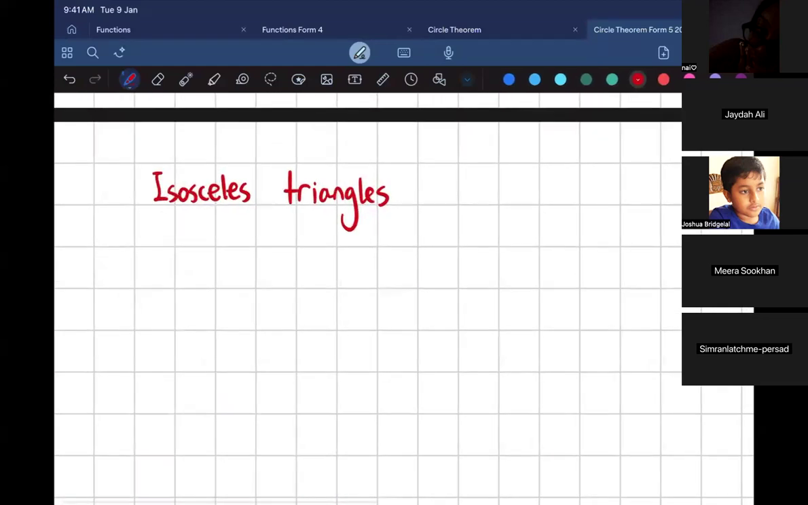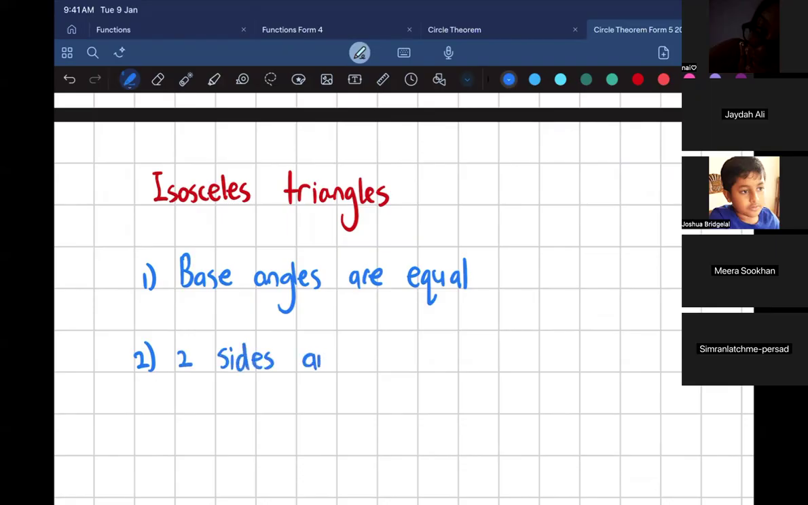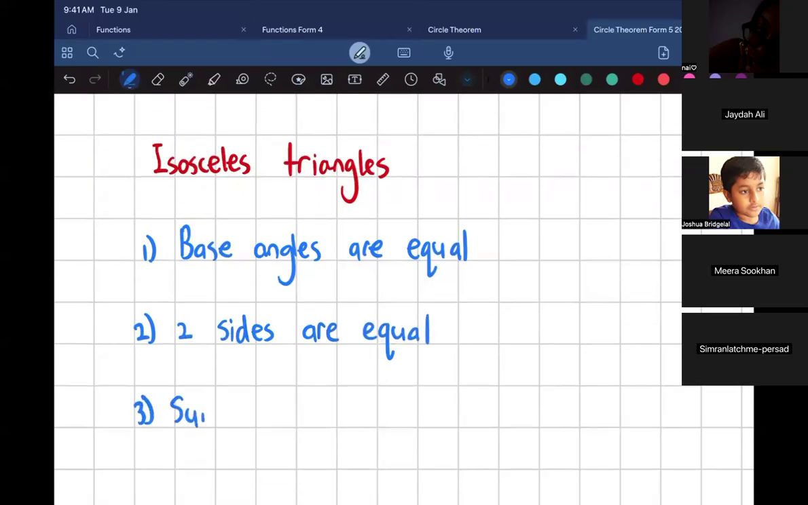So an isosceles triangle, things to know. Number one, base angles are equal. And the last thing is that with all triangles, the sum of angles is 180. Sum of angles is 180 degrees.